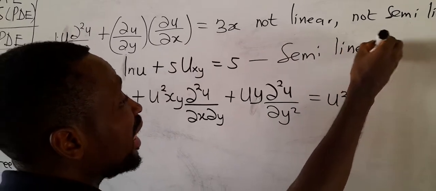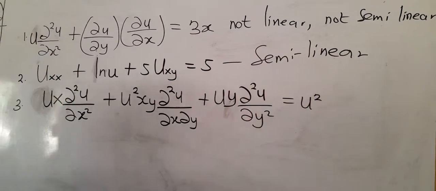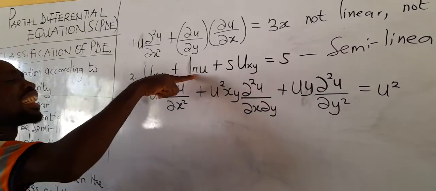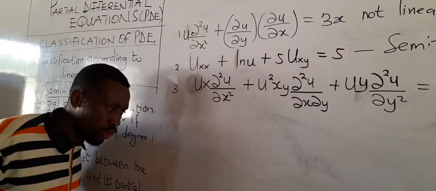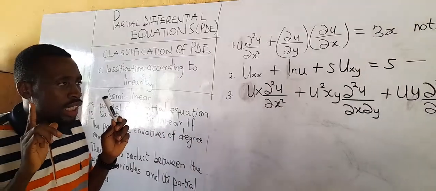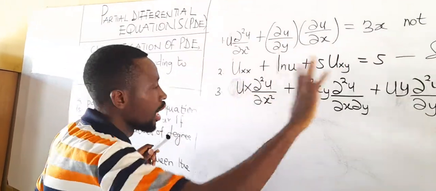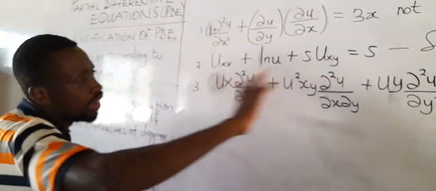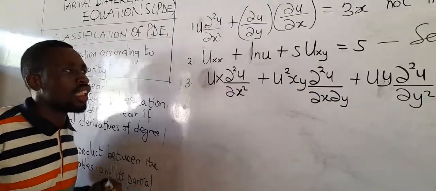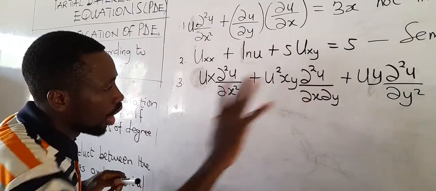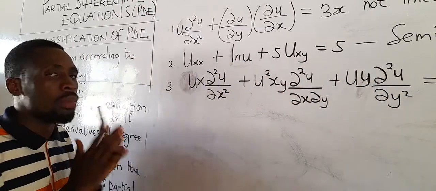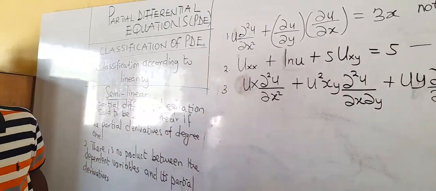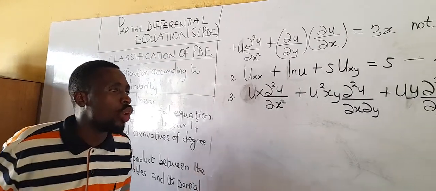Why is it non-linear? It is non-linear because, look at it, there is a transcendental function of the dependent variable. So that disqualifies it from being linear. However, it is semi-linear because it obeys the two conditions for semi-linearity. Thus, all the partial derivatives are of degree one, and there is no product between a dependent variable and the partial derivatives. Let's look at the third one.